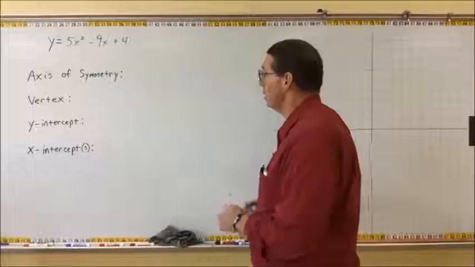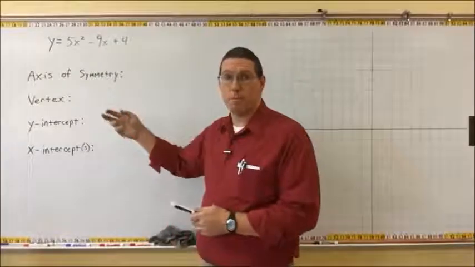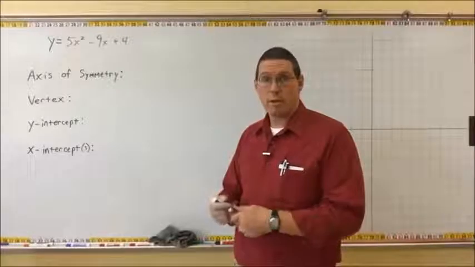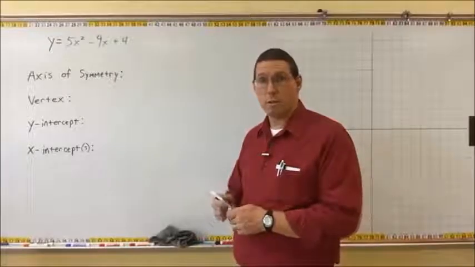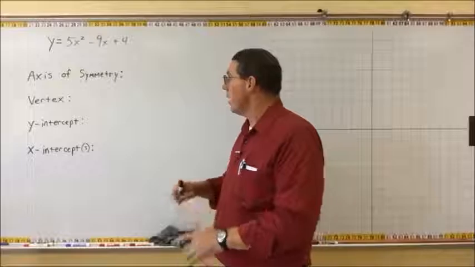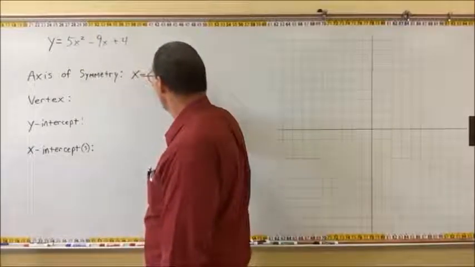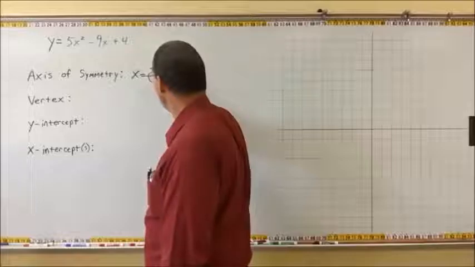So first of all, let's identify the axis of symmetry. Now, if you remember how to do this, if you took your notes on the last video, then you can probably just pause this and do it right before I do it. But how do we identify the axis of symmetry? Well, it's at x equals negative b over 2a.